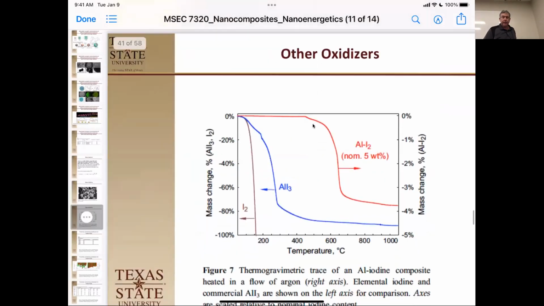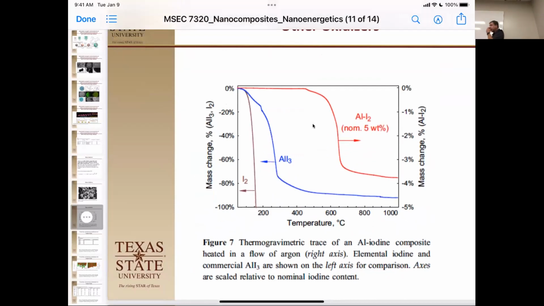Okay. So is fluorine the only one? No, other halogens work too. We use aluminum with iodine. This is not the one we use for ChemBio. ChemBio uses a different version of iodine. But the idea is you're giving off a lot of heat in the system here.